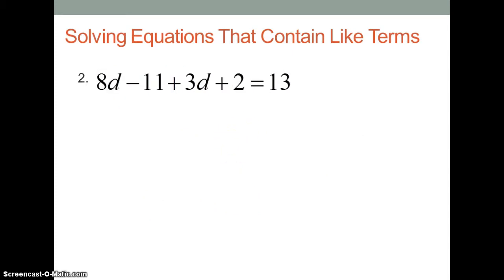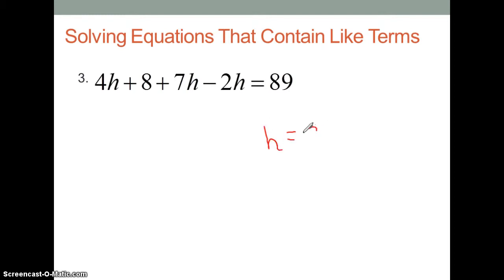All right, I want you to try this one on your own. On this problem, you should get D equals 2. And also try this one. On this problem, you should get H equals 9.